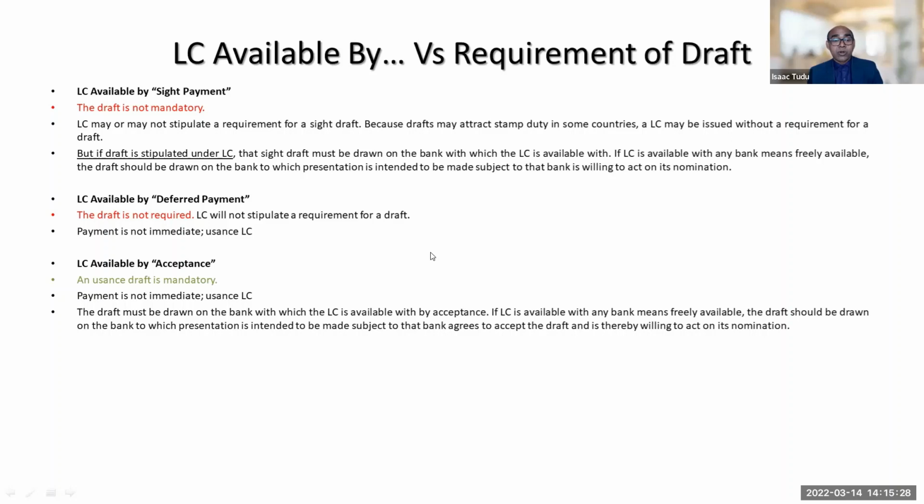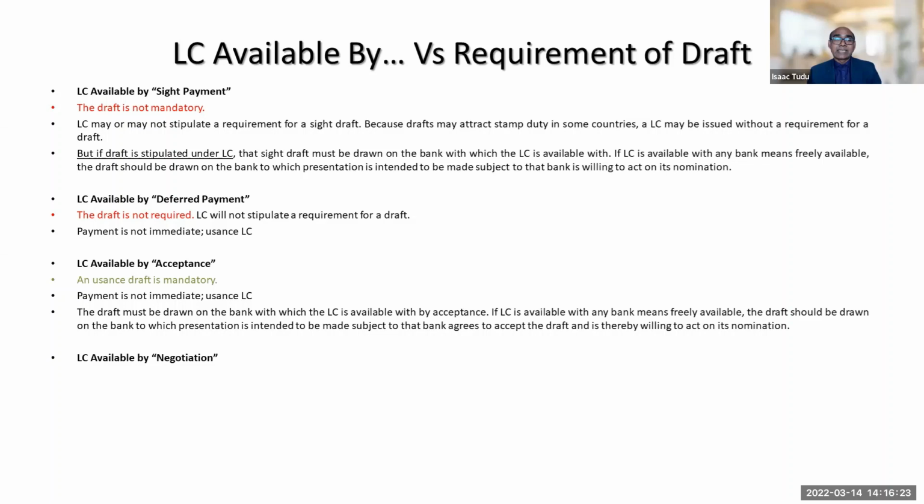The draft must be drawn on the bank with which the LC is available by acceptance. If the LC is available with a named bank, XYZ bank, the usance draft is to be drawn on XYZ bank. If the LC is available with any bank, meaning freely available, the draft is to be drawn on the bank to which presentation is intended to be made, subject to that bank agreeing to accept the draft and thereby being willing to act on its nomination. If the LC is available with the issuing bank, the draft is to be drawn on the issuing bank.